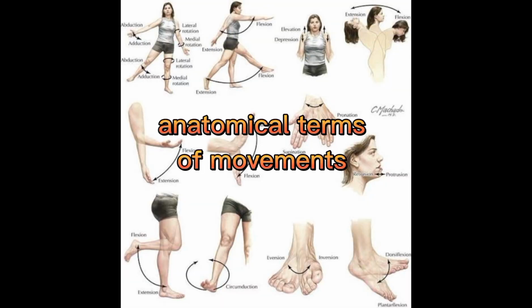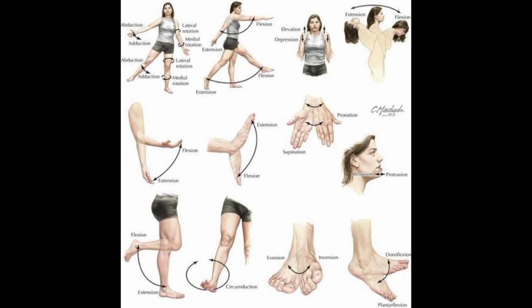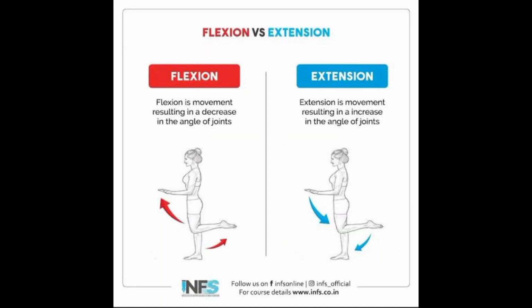Letter C. Anatomical terms of movements. Movement terms are used to describe the actions of muscles on the skeleton. Muscles contract to produce movement at joints, and the subsequent movements can be precisely described using the anatomical terms below. Number 1, flexion and extension. Flexion and extension are movements that occur in the sagittal plane.